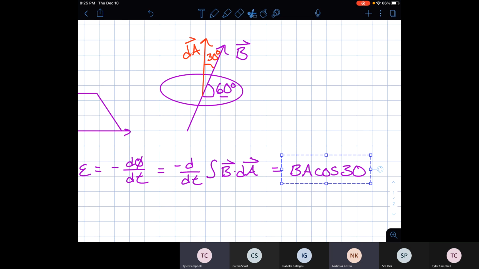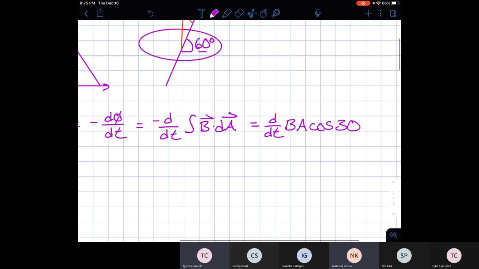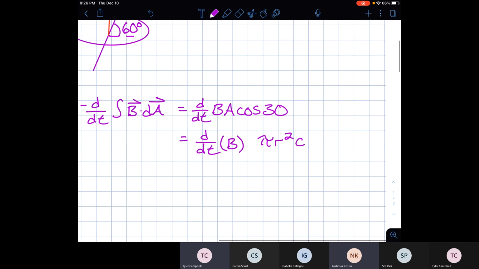And then to take the time derivative of that flux, the area is constant. It's just pi r squared. Cosine of 30 is obviously constant. The only thing that changes is the B field, and taking the derivative of the B field just amounts to finding the slope of that line from 0 to 2 seconds or whatever the time was. How's that all sound?